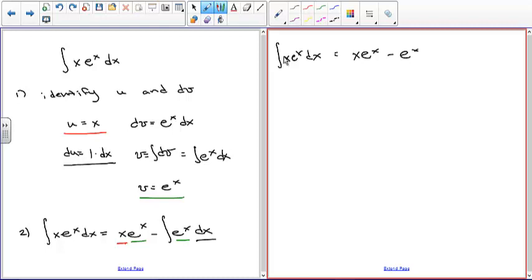So that's the basic idea. Of course, it's not that simple. The hardest part, there's a couple of hard parts. One is just choosing what part to be u and what part to be dv initially.